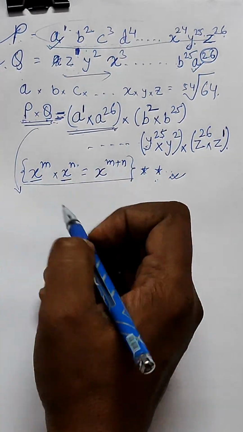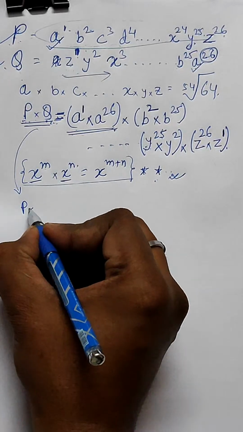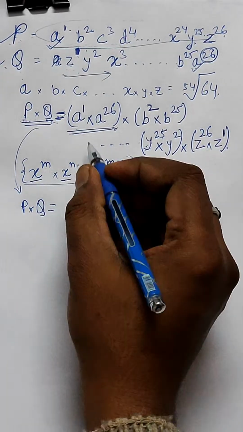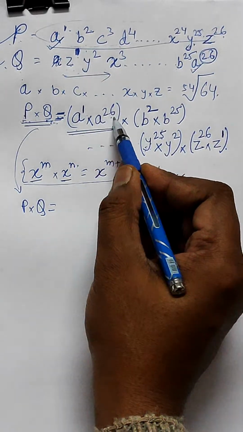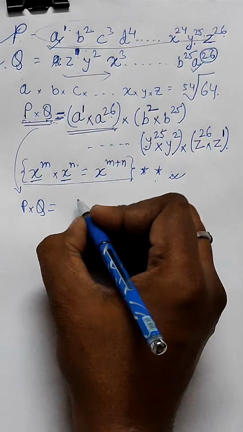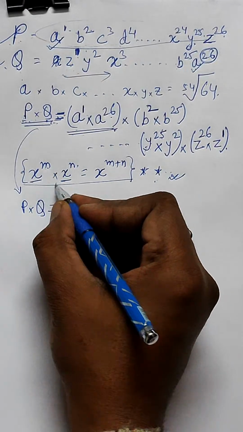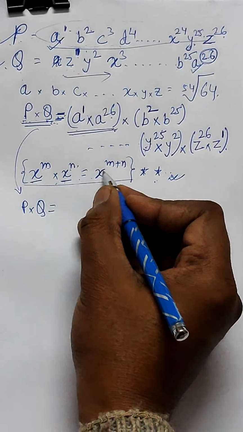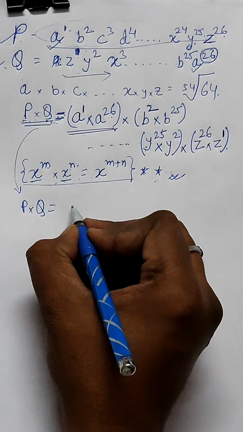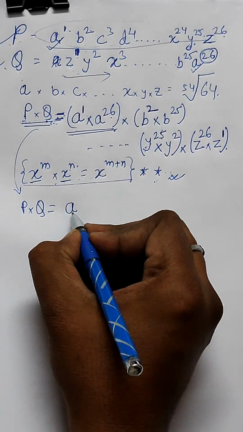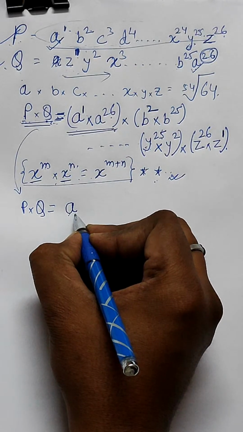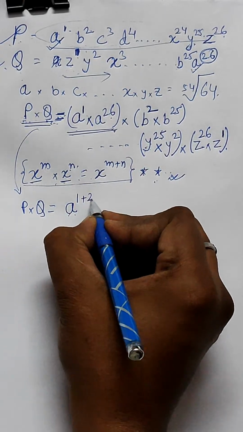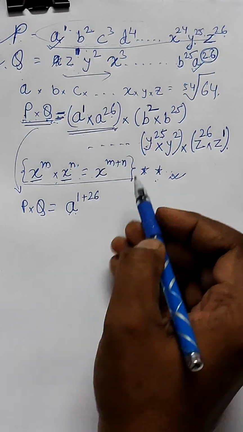Now, what will be the value of p and q? P and q will look like this: a power 1 into a power 26. The 1 and 26 will be adding up, because x power m into x power n equals x power m plus n. So here the base will be a, and the power will be 1 plus 26, isn't it?